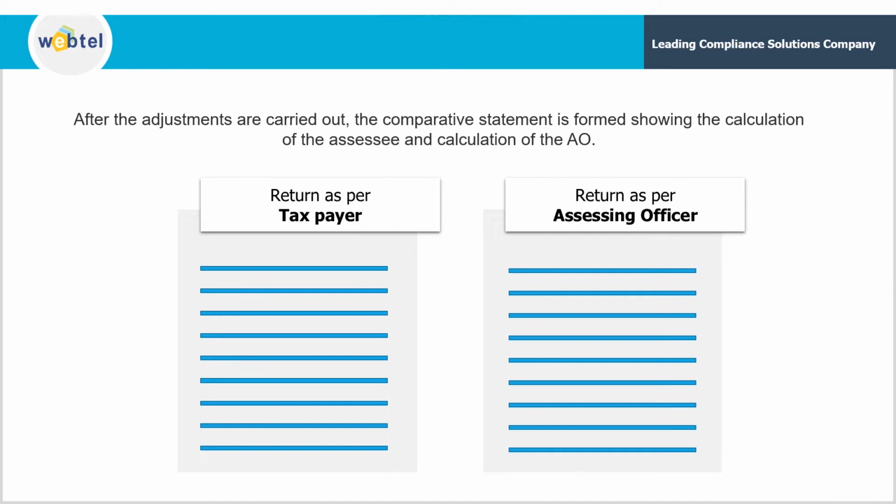And after the adjustments are carried out, the comparative statement is formed showing the calculation of the assessee and the calculation of the assessing officer. So it is a comparative statement which is generated as an intimation order by the income tax department as per section 143(1). On one side, the return as per the taxpayer, or the data as per the taxpayer, will be reflecting, and on the other side, the data which has been assessed by the assessing officer will reflect.